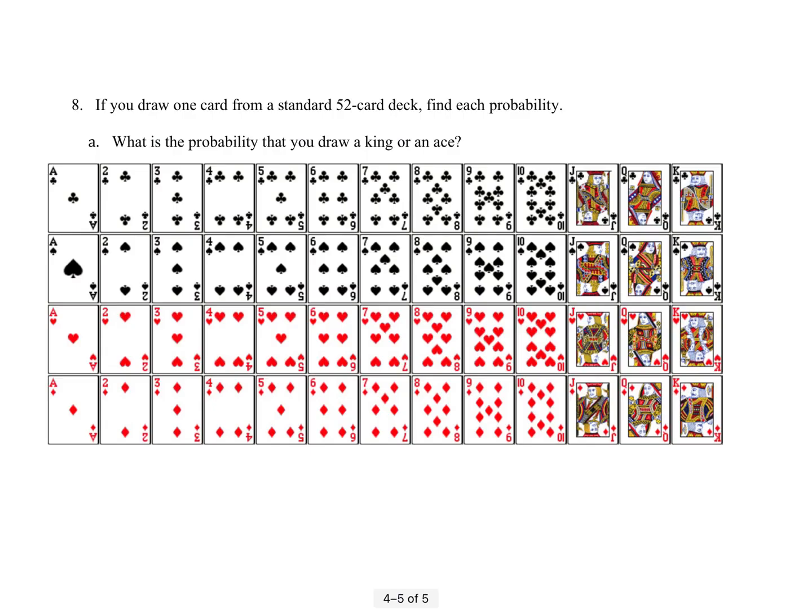If you draw one card from a standard 52 card deck, find each probability. What is the probability that you draw a king or an ace? Well, I have 4 kings and I have 4 aces, and there's no overlap in those sets, so these events are mutually exclusive.